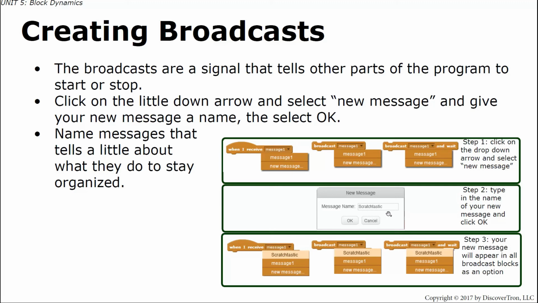Now you notice right here on the new message, it doesn't give you an option for global or local, excuse me, for this sprite only, or for all sprites. That's because broadcast messages are inherently global. That means any message you make will get sent out to the entire program. So the stage can receive broadcast messages, and any sprite out there can receive the broadcast message, which makes it a very powerful tool whenever you use it inside your programs.